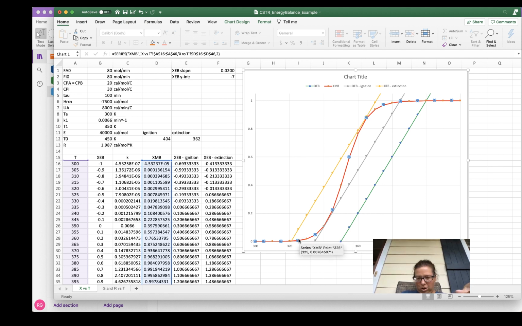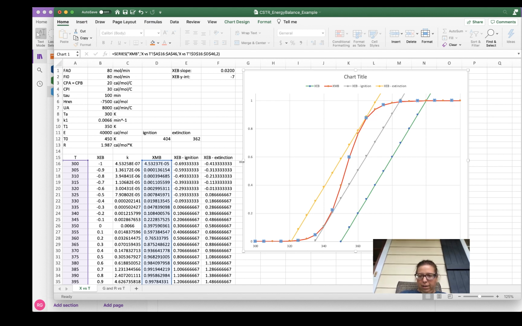At some temperature, around in here, the rate constant, what we call lights off. So all of a sudden, the temperature is hot enough to surpass the activation barrier. Because of that, the conversion shoots up dramatically. So that's my mole balance. Because of the Arrhenius form, it has this S-like shape.